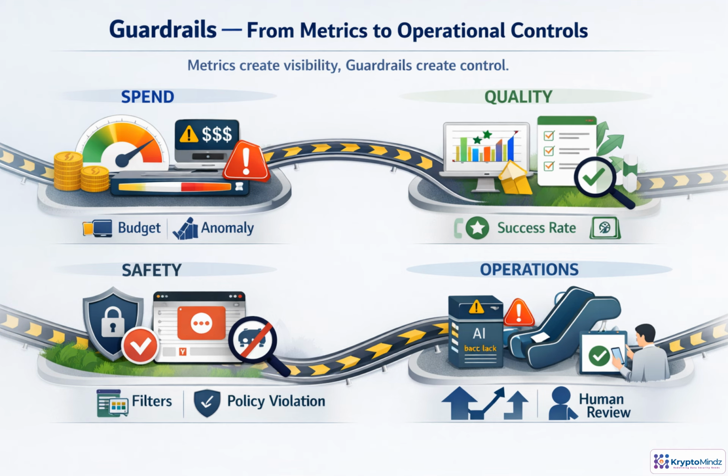For spend, that might mean alerting when cost per task spikes. For quality, it could mean routing outputs to review when success or groundedness drops. For safety, it may mean blocking autonomous action when policy violations exceed a limit. For operations, it could trigger a fallback model or human escalation. Governance is not just reporting. It becomes enforceable behavior in the workflow.